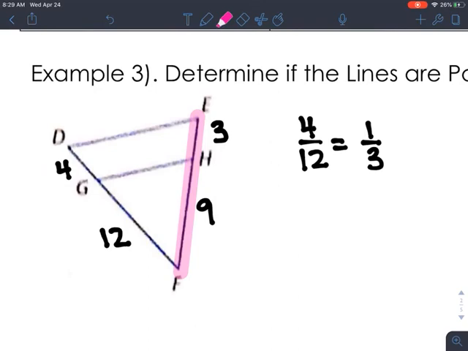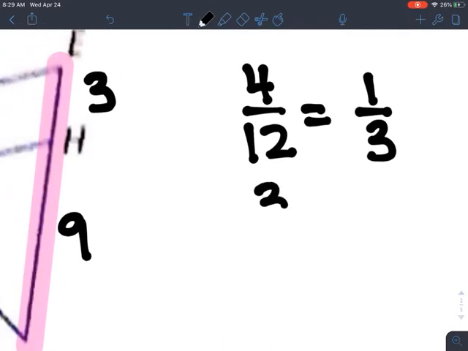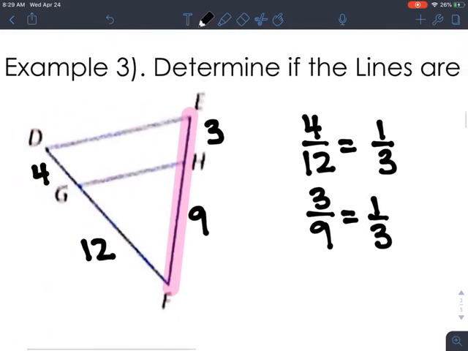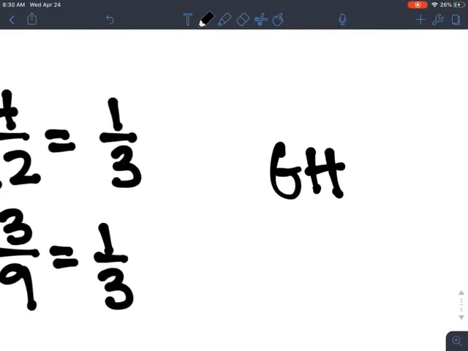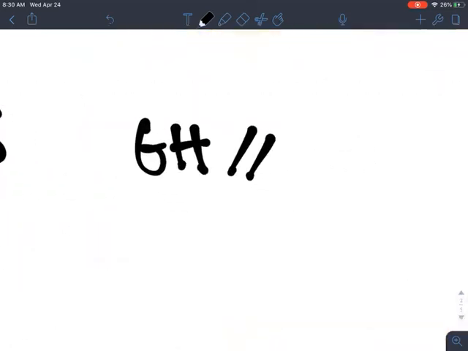into proportional segments that would match that scale factor of 1/3, which it does. And so 3 over 9 is also equal to 1/3. And so that means that these two sides are split into proportional segments, which means then that GH is parallel to DE.